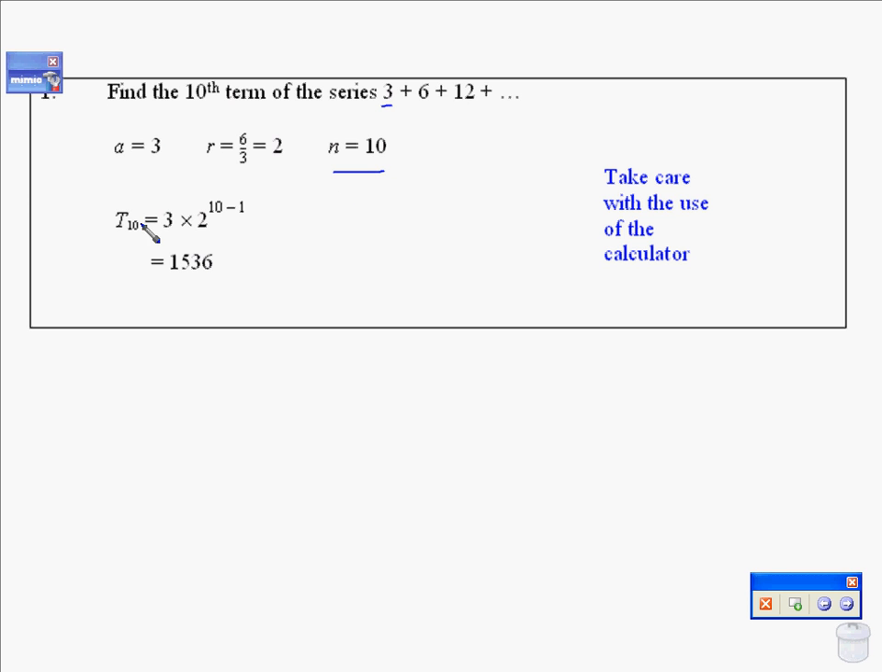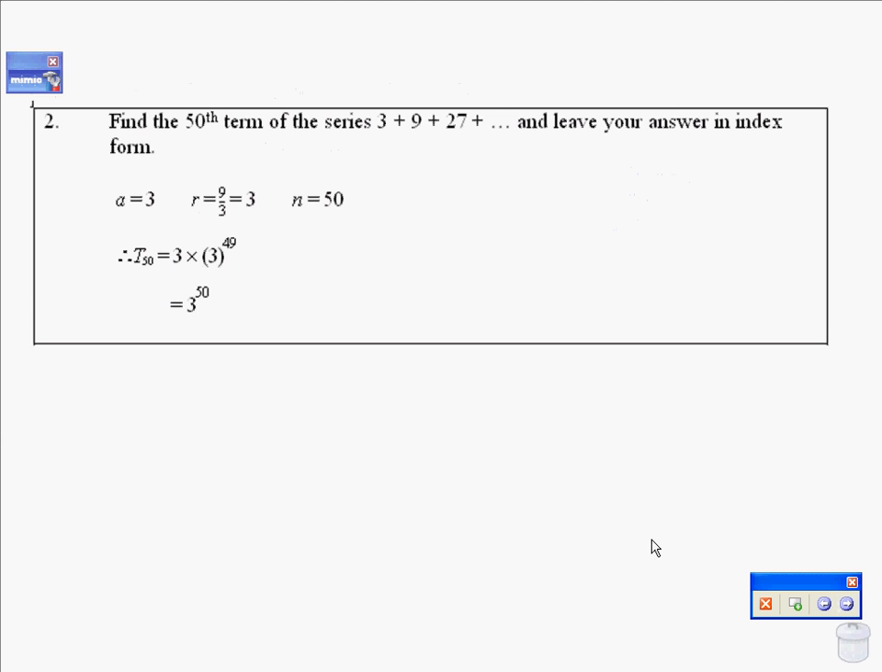So in that case, Tn is equal to A times R to the power of n minus 1. Do the substitution, and then we just put it in the calculator. Just be careful with the calculator because you are starting to use indices there, so be careful how you put it in.